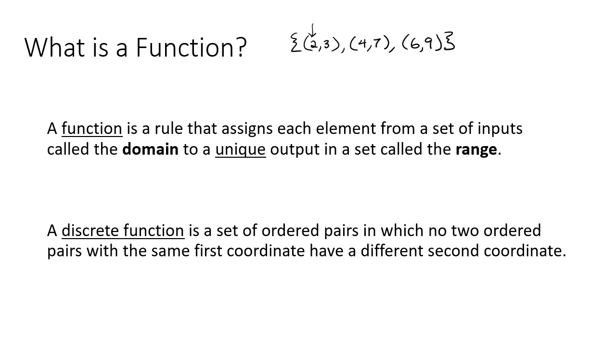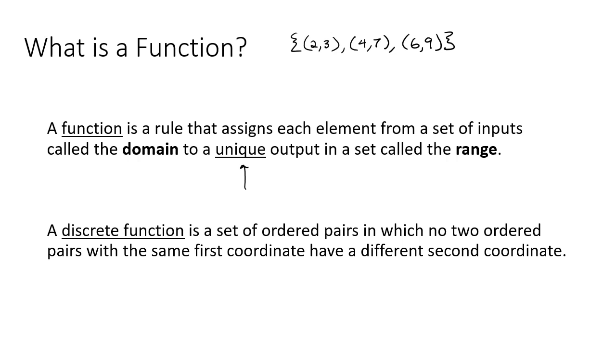Then we let the first coordinate of each ordered pair represent the input of the function. That would be part of the domain, and we'll get to more on that shortly. Whereas the second coordinate would be the output of the function. So for this function in particular, if you were to put in an input of 2, it would transform it into an output of 3.